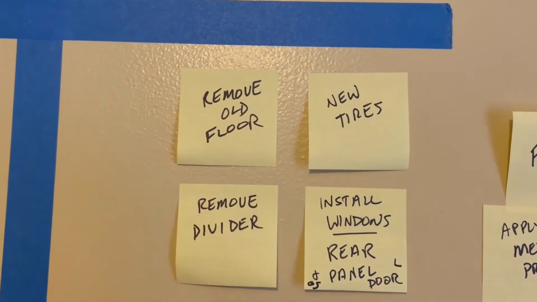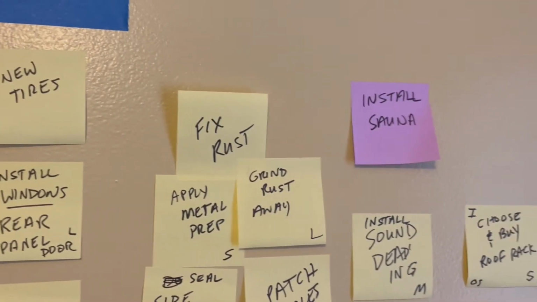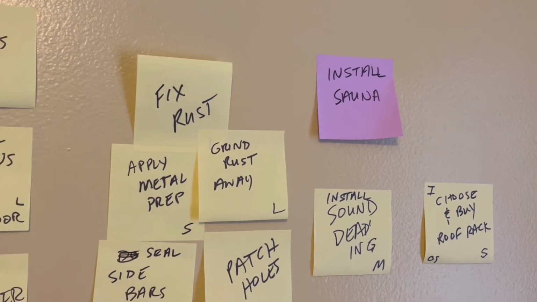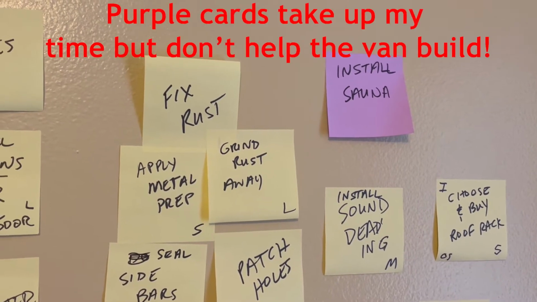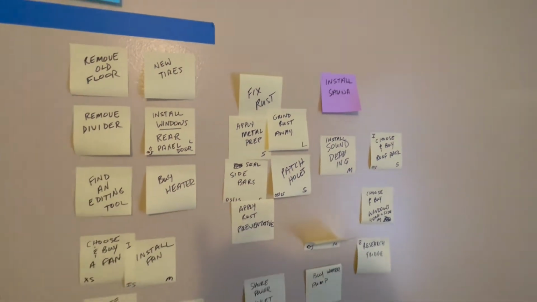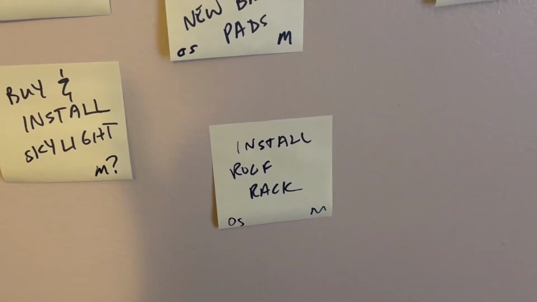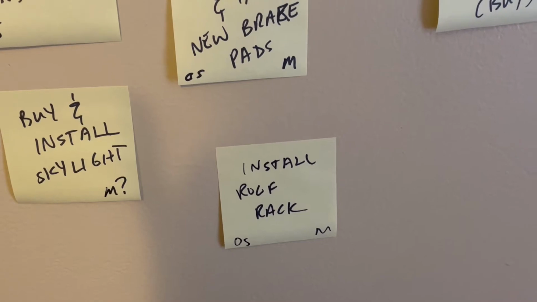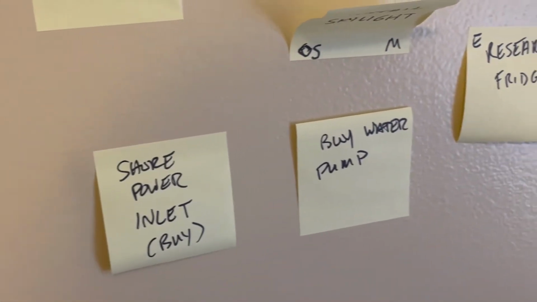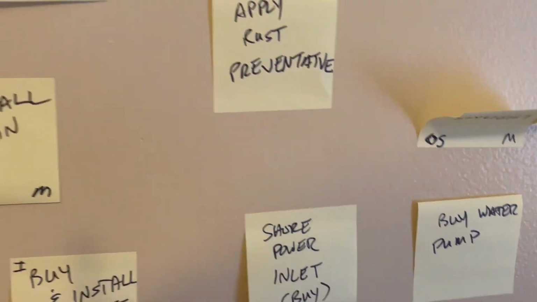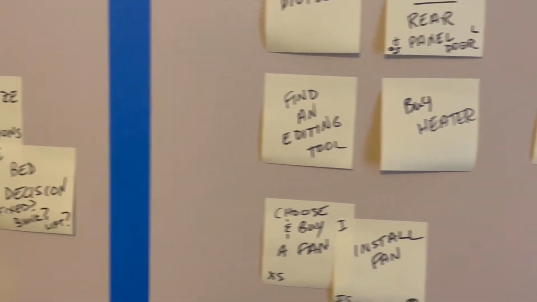If we start here, you can see some of the things that I did early on. I bought tires, I had to remove the old floor. If you see a different color card, that's work that I have that's outside of the van work, but maybe requires a bigger effort. And then some of the more recent things I've done, the last installation I did was the roof rack before it got cold. And I bought my water pump recently, so they tend to be down over here. These are the first things that I finished.